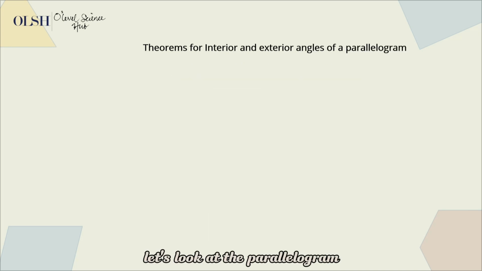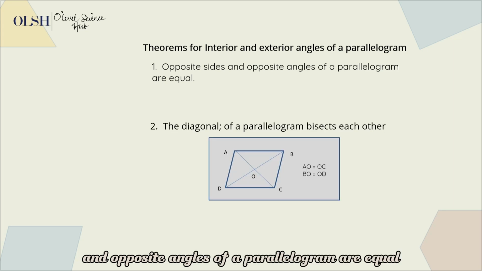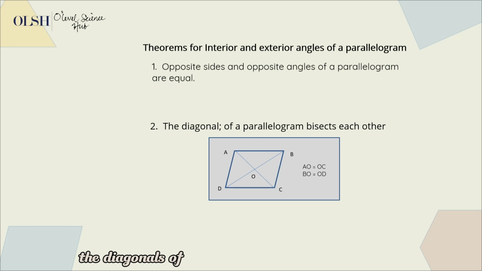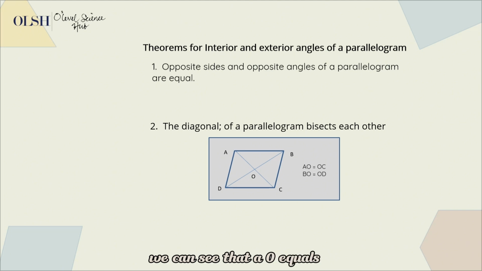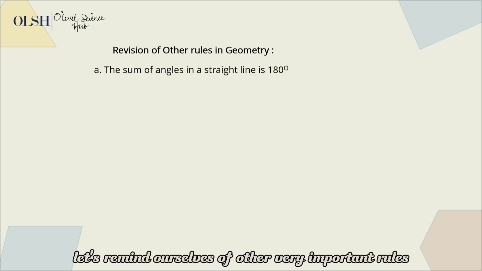Let's look at the parallelogram. Opposite sides and opposite angles of a parallelogram are equal. The diagonals of a parallelogram bisect each other. So from the picture we have, we can see that AO equals OC and BO equals OD, because those lines bisect themselves. Now let's remind ourselves of other very important rules in geometry.